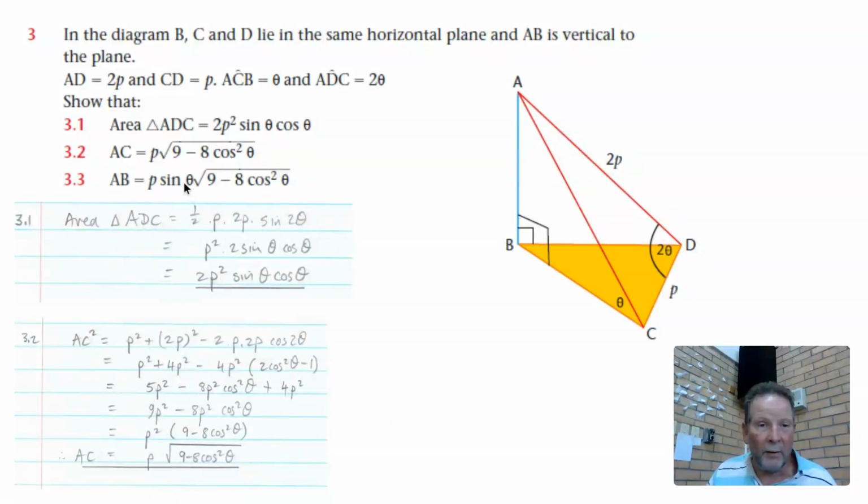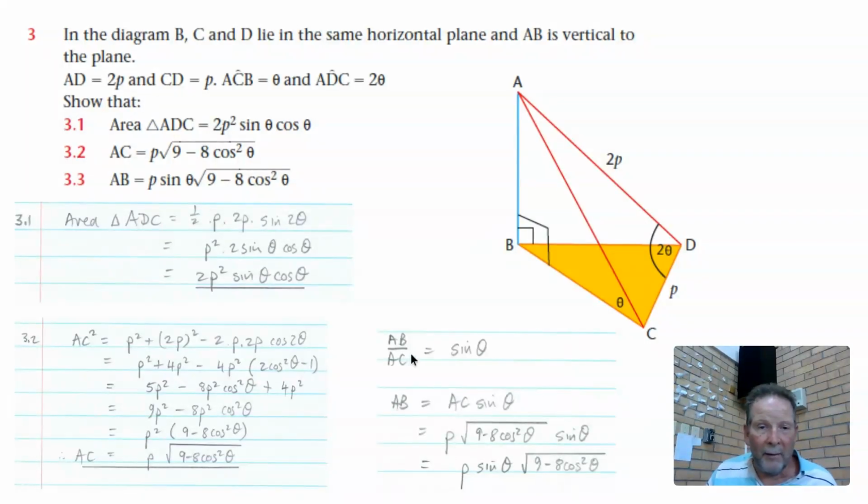Show that AB is sine theta times the square root of 9 minus 8 cos squared theta. Well, let's just take a look at this. What did Mr. Autry do? He went AB over AC. Isn't that equal to the sine of theta? Well, that sure is true in this triangle right here. So we can go AB equals AC times the sine of theta. But hey, we just worked out AC. So we can substitute what we know AC is. We just put it in for AC, and look what we get. We get the answer we were looking for.